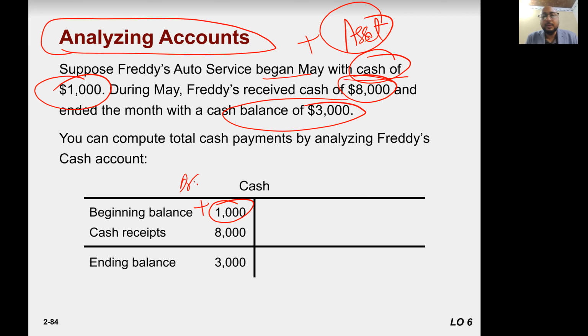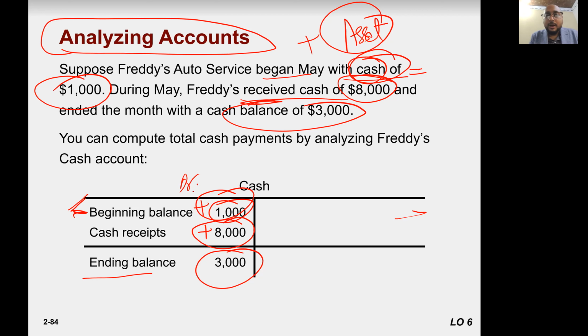So many students confuse why it is written here, why not written here, right? So remember that we call this the normal balance, because cash belongs to asset and asset increase means debit, so we increase the balance with debit. And now this is cash received, cash is increased, so we also write it down on the debit side. And the question says the ending balance is also 3000, also a normal balance of 3000.